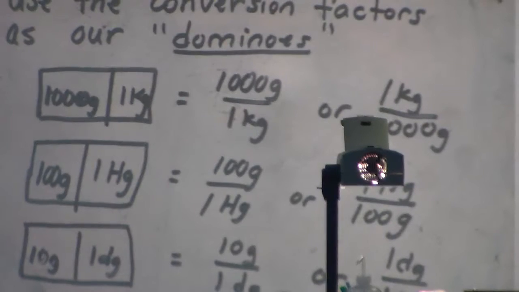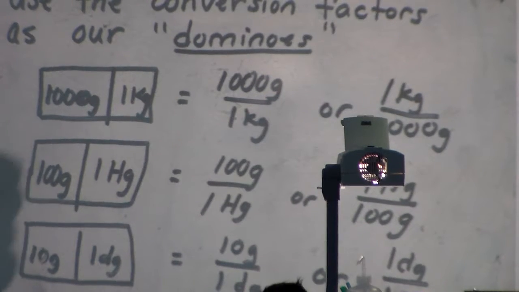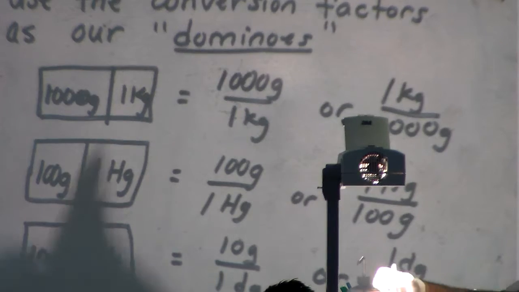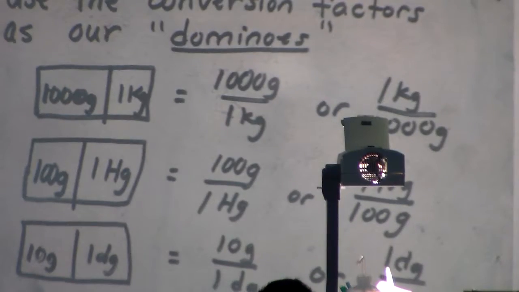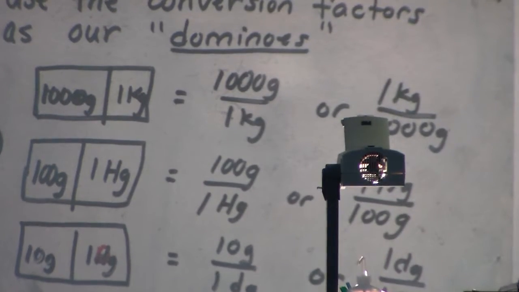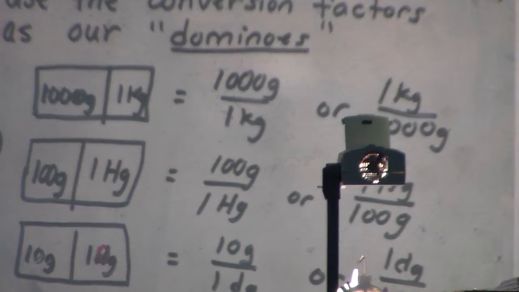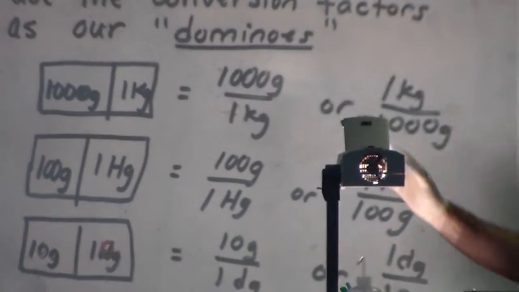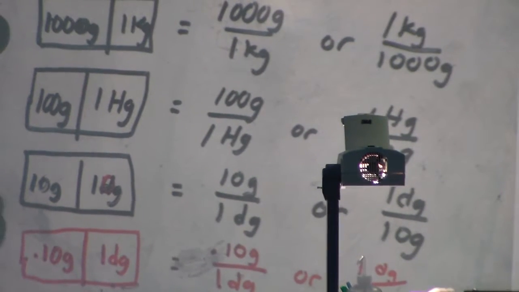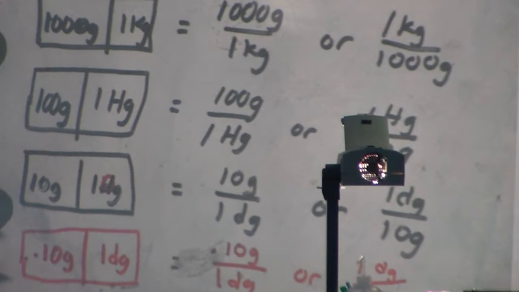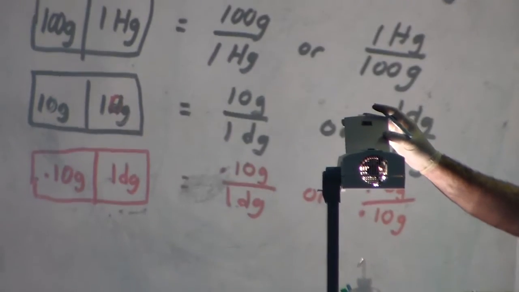Anybody lost? Okay, so we're doing what we did yesterday. These are our dominoes. I'm just referring to them as that so that you can remember yesterday. After 10 grams, we'll start on this side. 0.1 grams to 1 decigram. So that can be written as 0.1 grams over 1 decigram, or 1 decigram to 0.1 grams. It just depends on your problem. Anybody got these three? Anybody don't have them?